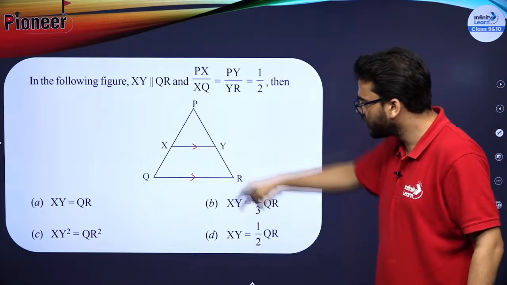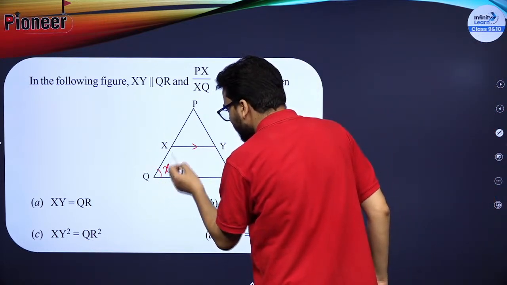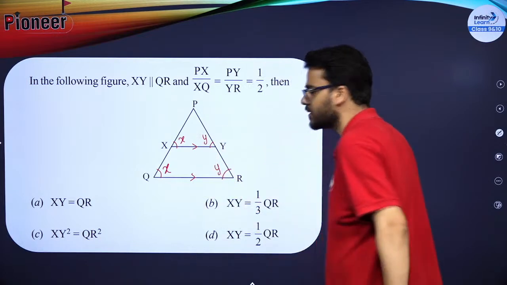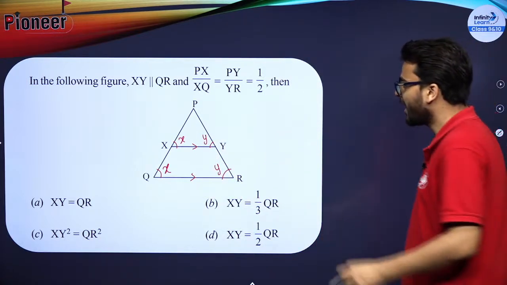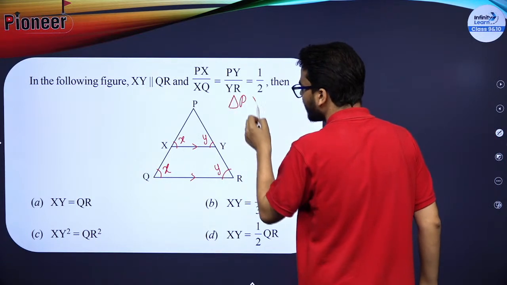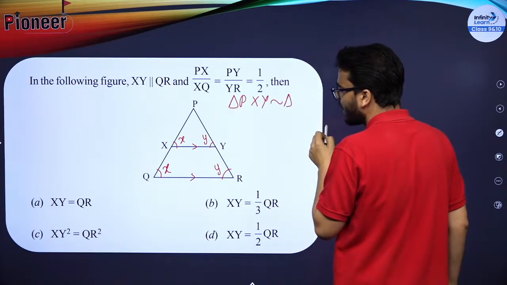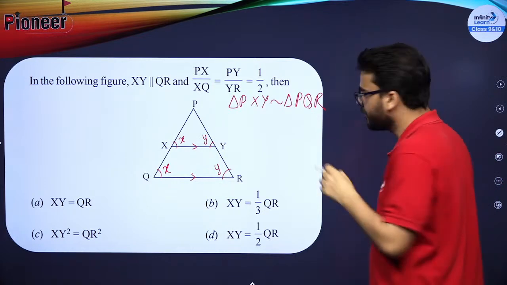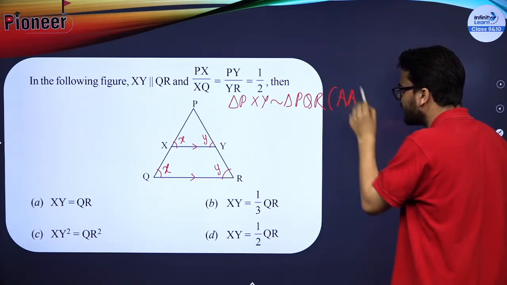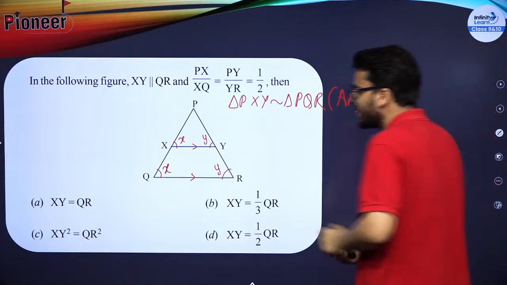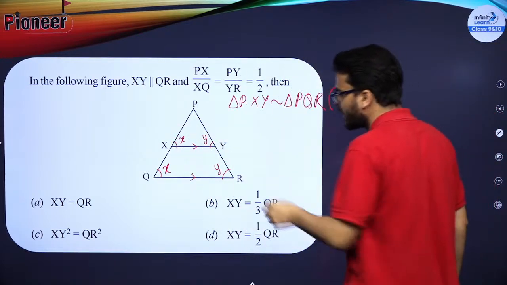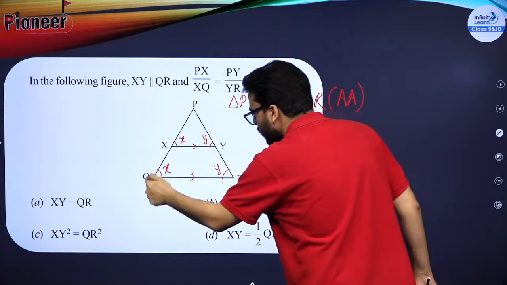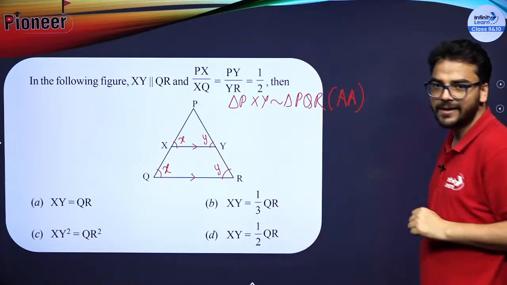Now over here, if these two lines are parallel, can I not say that if this is X, this is also X, corresponding angles? If this is Y, this is also Y, corresponding angles. Do you agree with me? So can I not say over here that triangle PXY is similar to triangle PQR by AA similarity criterion? Because you see, this angle is equal to this angle, corresponding angles, and this angle is equal to this angle, corresponding angles. So therefore, PXY is similar to PQR by AA similarity criterion.